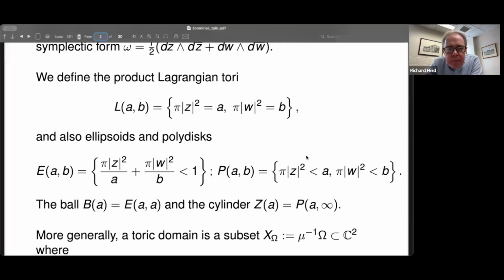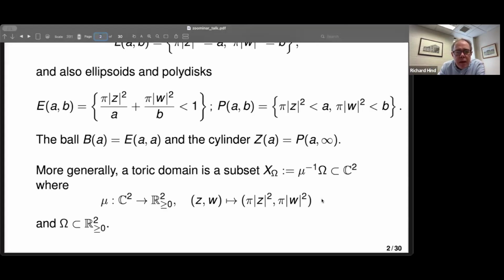All of these are examples of what I'm calling toric domains, just pullbacks of subsets of R2 by the moment map. Okay, so that's the notation.